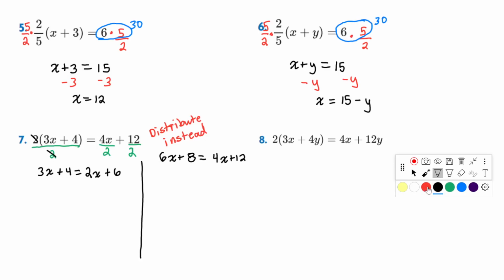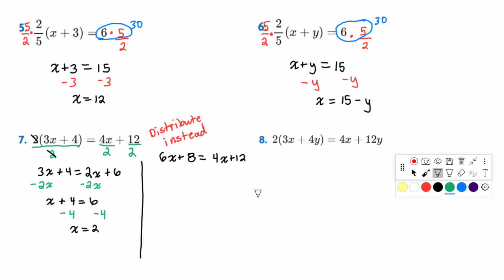I always recommend getting the variable on one side. And since they're both positive, I'm going to undo the smaller of the two of them. So I'm going to subtract 2x from each side first. So that gives me a 1x, or just x, plus 4 equals 6. So now I just need the inverse of plus 4, and that's minus 4. And I have x equals 2.